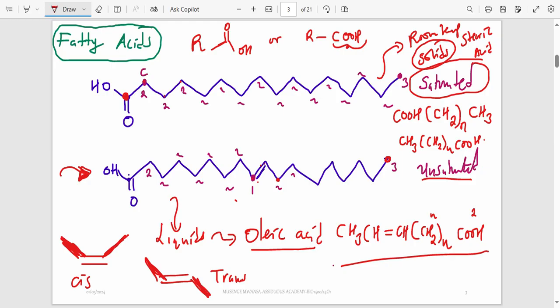So this is what we call cis and trans fatty acids. Basically this. Any question on fatty acids before we move from there?